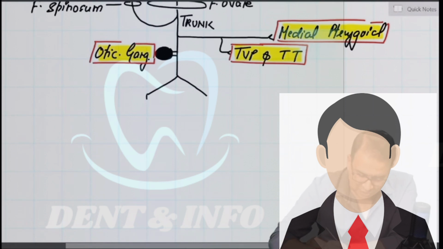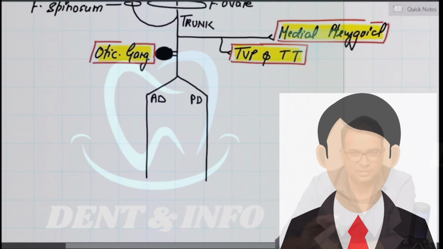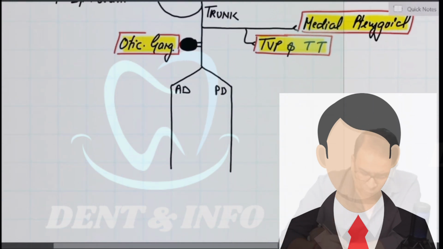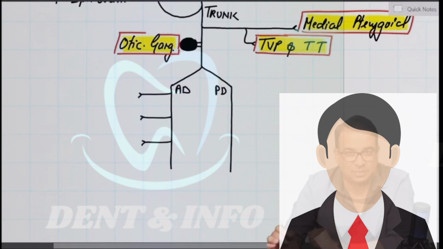So there we go, guys. The two divisions there, the anterior and the posterior division. Let me take one at a time. Let's say this is AD, anterior division, and this is PD, posterior division. Just a schematic diagram here. Now the anterior division will supply the remaining three muscles of mastication.